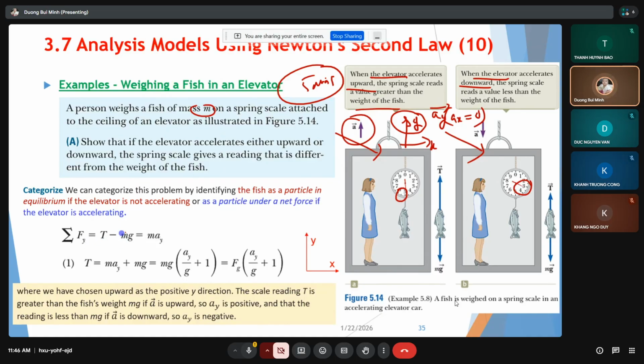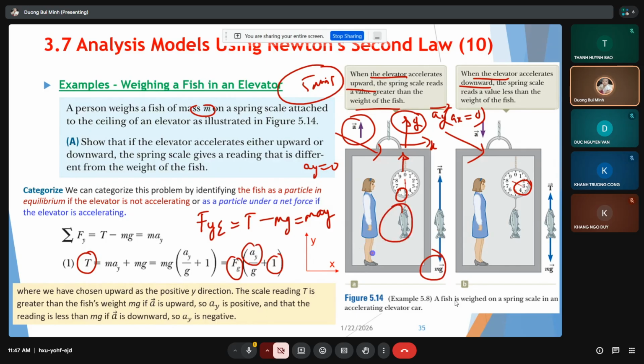So now we have the total force. We have the tension force T minus mg equal to m ay, right? ay is positive because the acceleration is parallel with the y-axis. And then you can get the tension. So you get the tension force is Fg times (ay divided by g, plus 1). Okay, so this one is higher than 1, right?